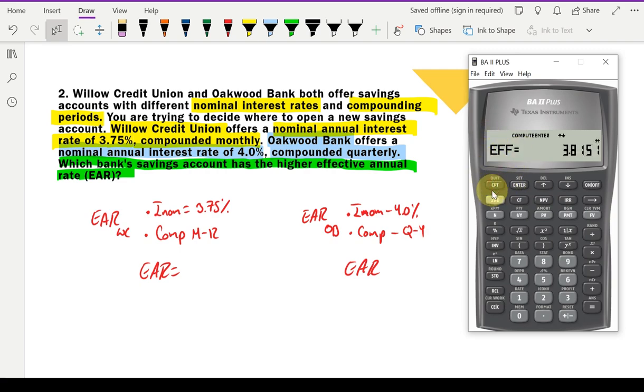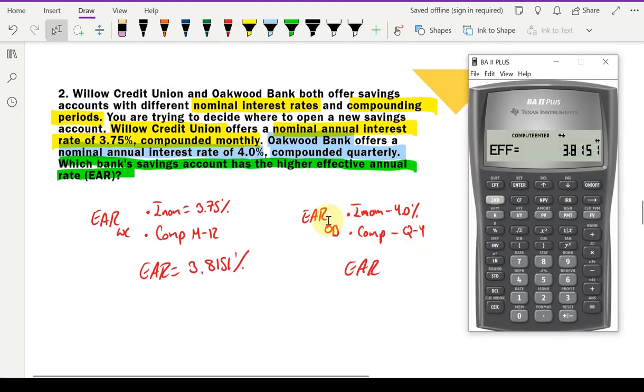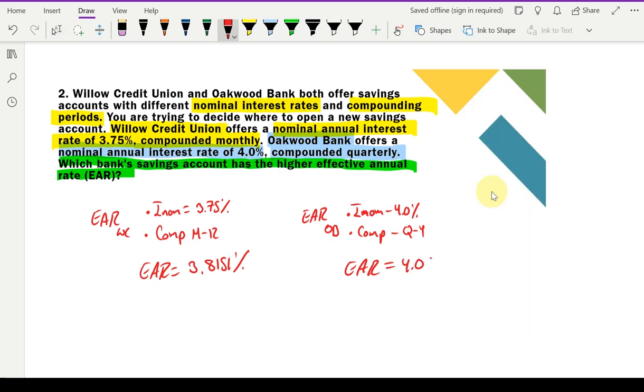So the effective annual rate is 3.82. Or you know what, I'm just going to keep the whole thing. Now 3.8151, just in case it's close. 3.8151%. And now let's do this Oakwood Bank. Let's do second clear. And let's go to the compounding rates per year. So this is quarterly, so it's going to be 4 times a year. Enter. The nominal rate is 4%. And then the effective rate is 4.0604. So 4.0604.